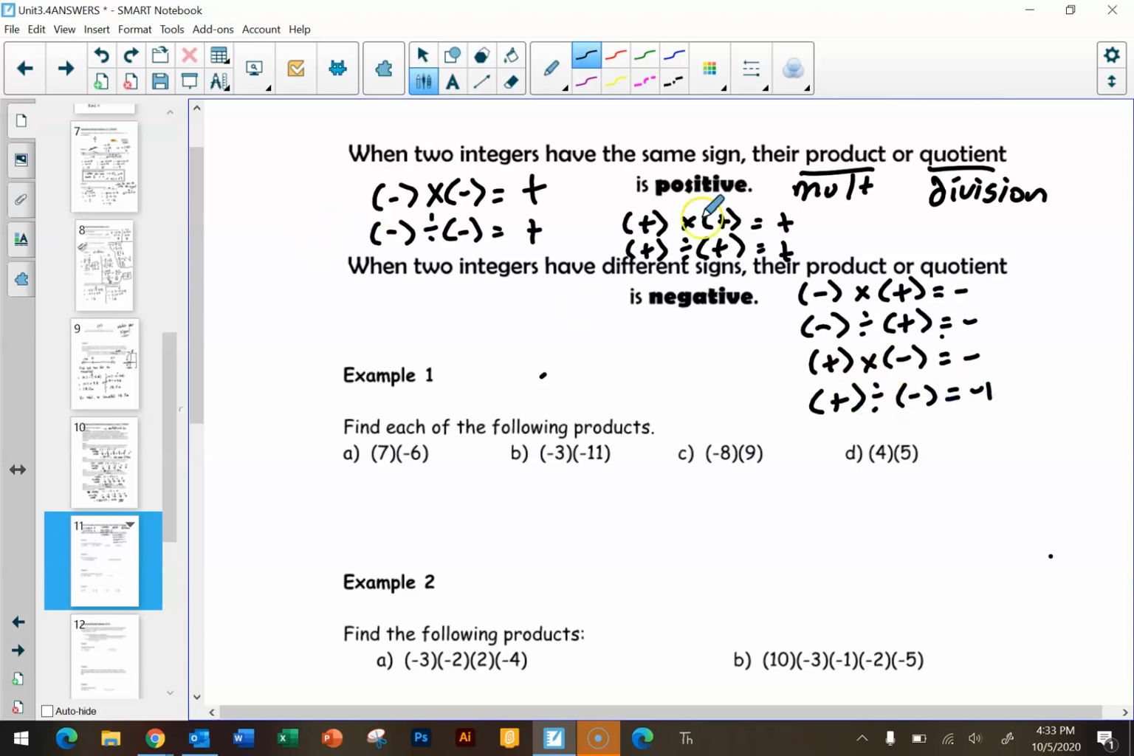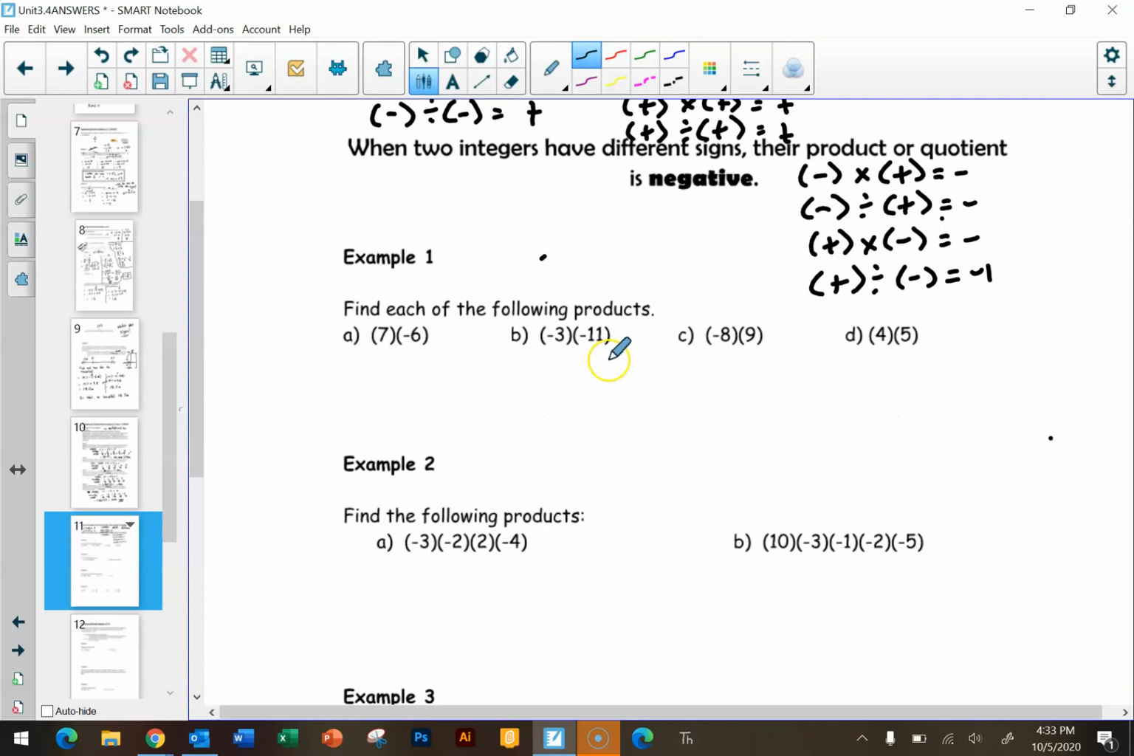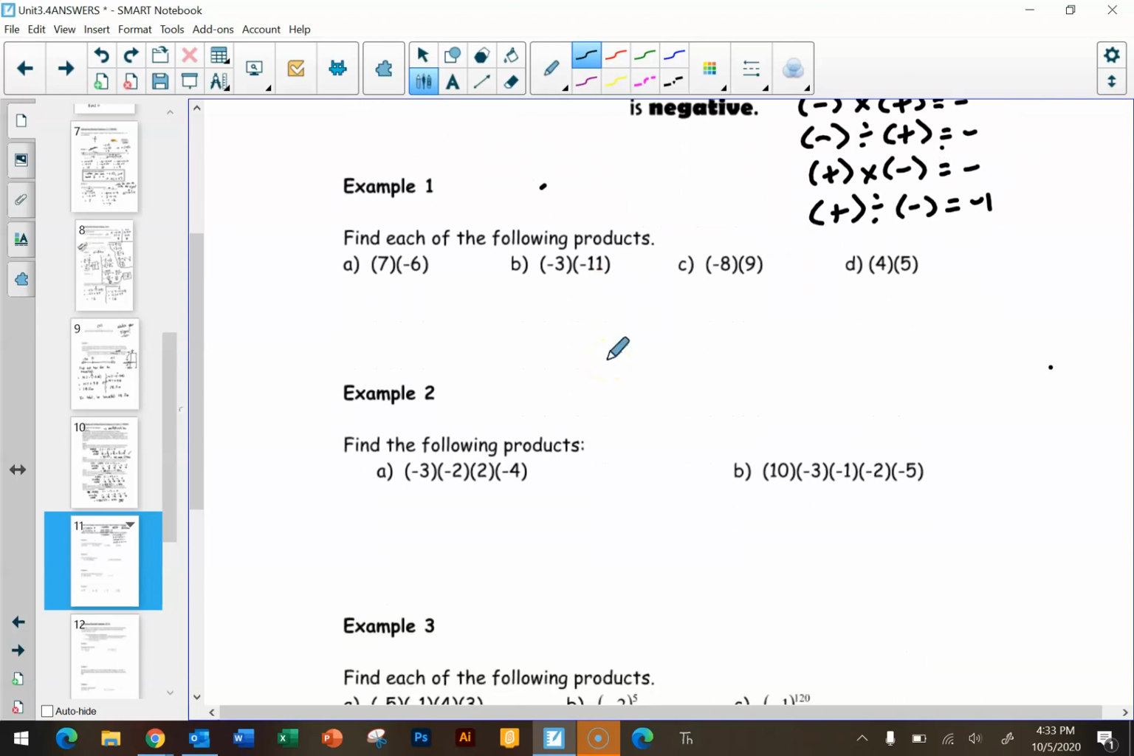So if you want, you can put these 8, these 4, and these 4 in a chart, if you feel that'll help you out. Or you can just remember it or memorize it. I think most people just memorize it.